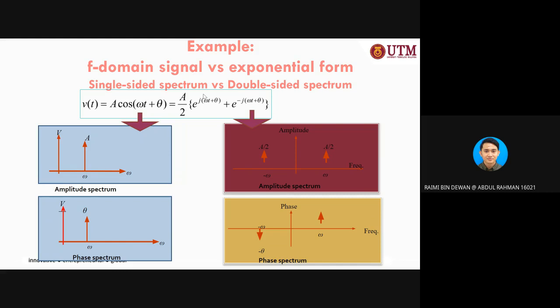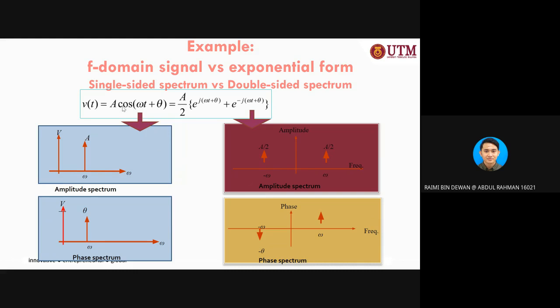So here is the frequency domain signal versus exponential form. You can see it is single-sided here, versus double-sided. It is double-sided because now we have added the negative values, the negative sides. So this is double-sided, pretty self-explanatory.